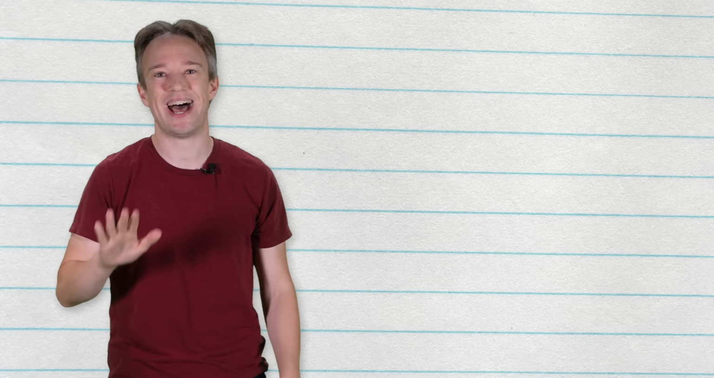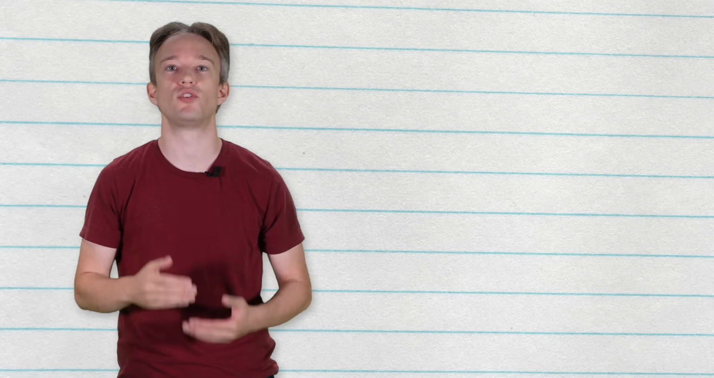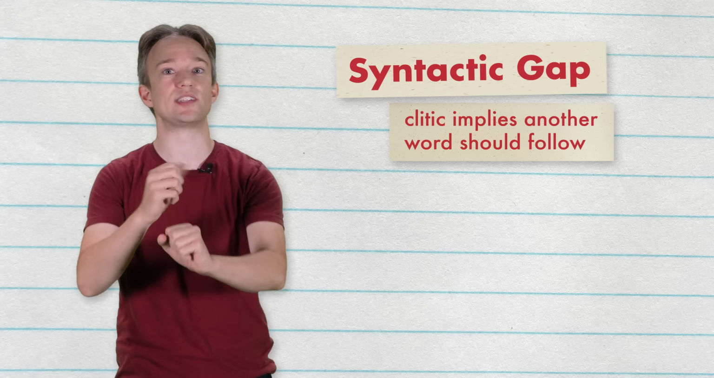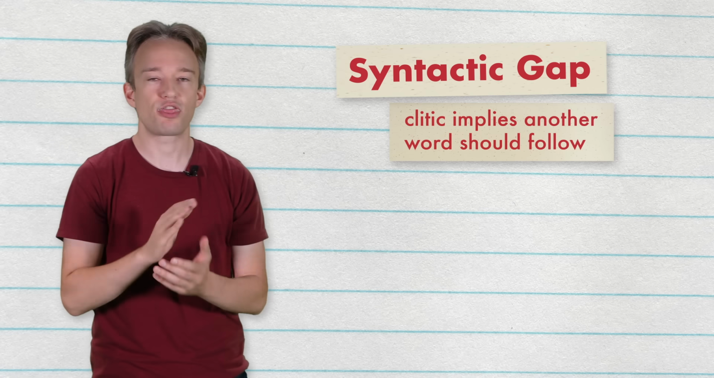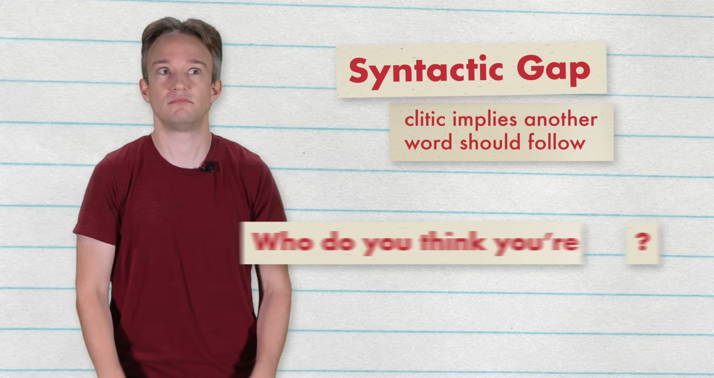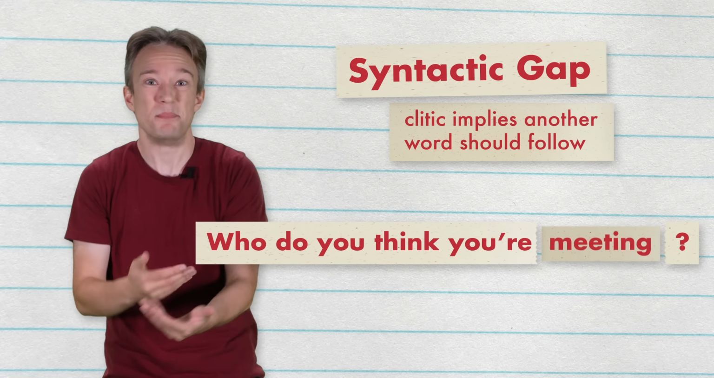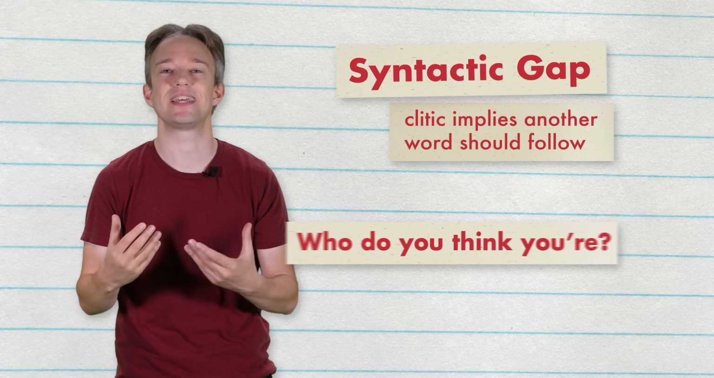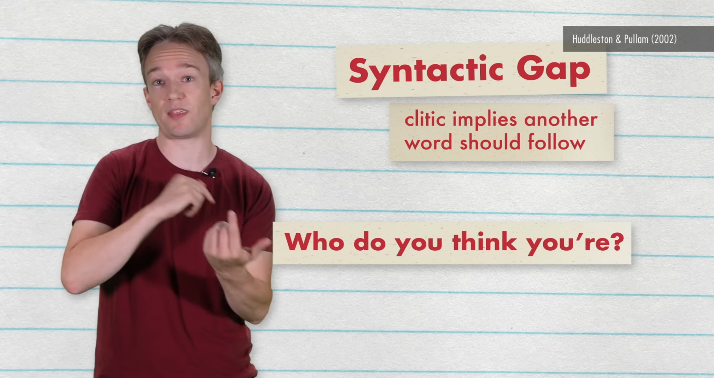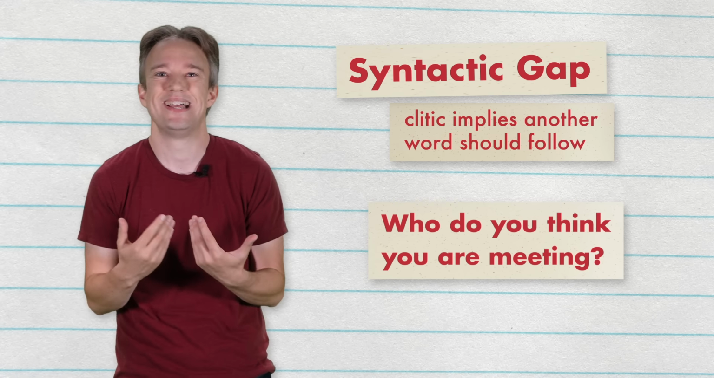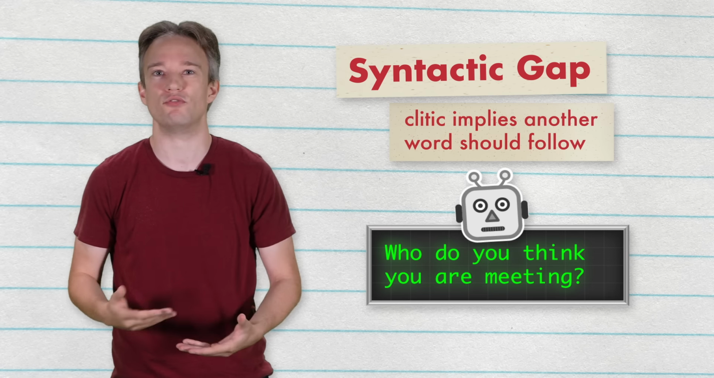So to summarize as best as I can for English, there are two reasons. The first is what's called a syntactic gap, which means the presence of the clitic strongly implies that another word should follow. I think Anderson's best example is, who do you think you're? Who do you think you're what? Meeting, talking to? It feels like there should be another word in that syntactic gap. The clitic is stranded at the end. And flipping that around, if you say, who do you think you are meeting? The sentence feels not ungrammatical, but maybe a little awkward and robotic.